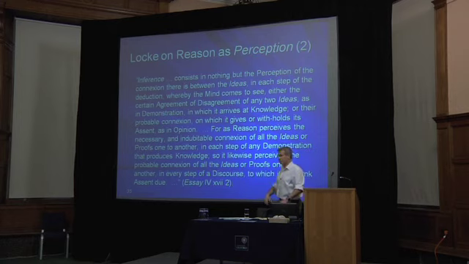So he's drawing a distinction between demonstrative and probable argument, and notice what he's saying. In a demonstrative argument, you perceive the links in the argument, and you see that they're all visible, clear, immutable, certain. In a probable argument, you see the links as well, but they're probable links.